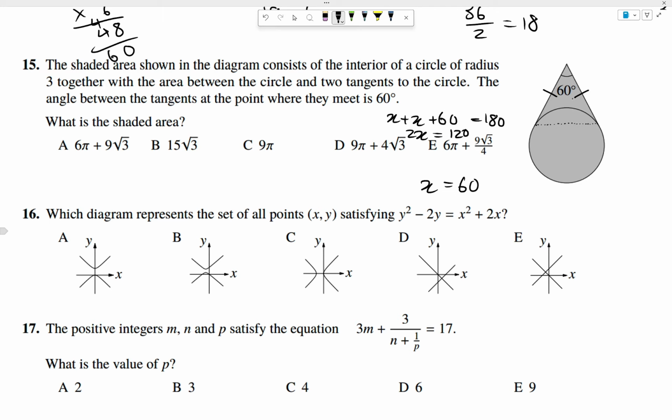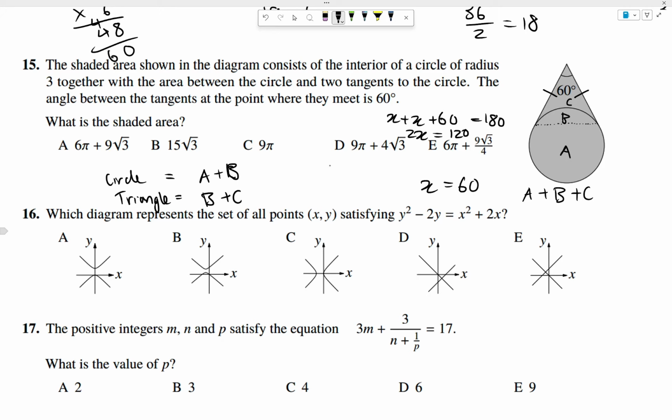Okay, so we're trying to find out the shaded area. The first thing I'm going to do is split this shaded area into 3 regions, which I'm going to label A, B, and C. We're trying to find out the value of A plus B plus C, and we'll notice that the area of the circle is equal to A plus B, and the area of the equilateral triangle is equal to B plus C.